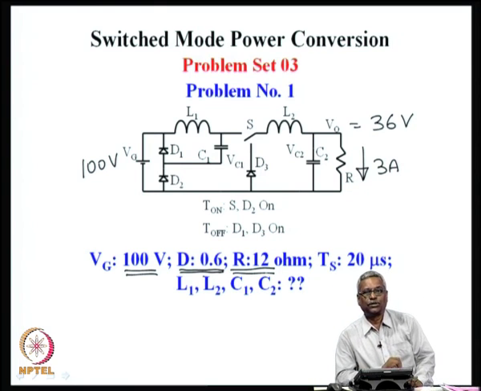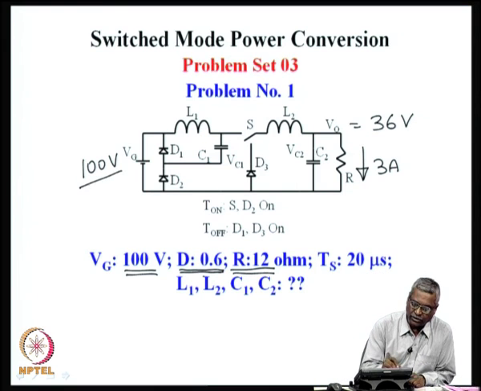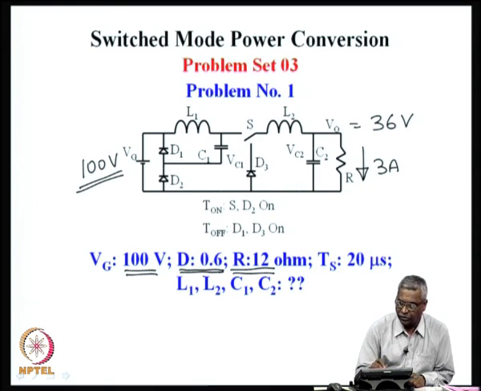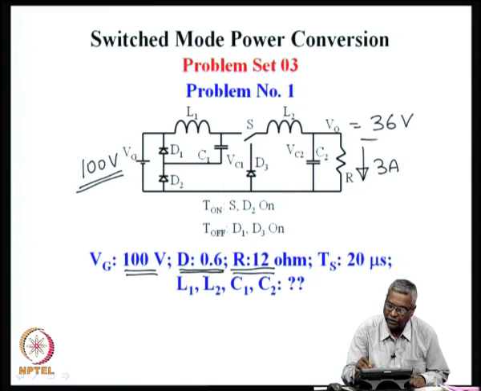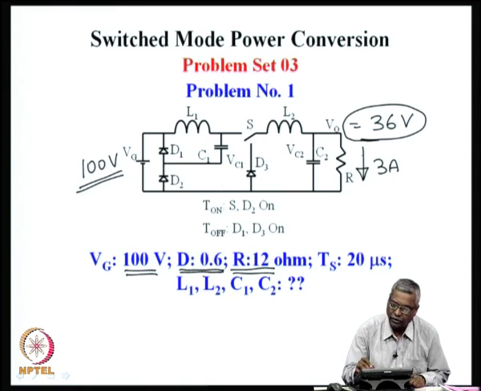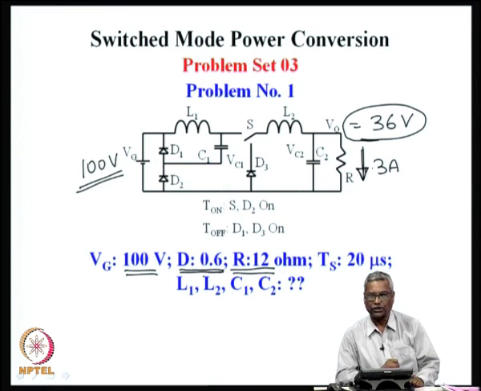So, we have a power converter now which takes in 100 volts at the input, operates at a duty ratio of 0.6, produces 36 volts ideally at the output, and delivers on a 12 ohm resistor 3 amperes of current.